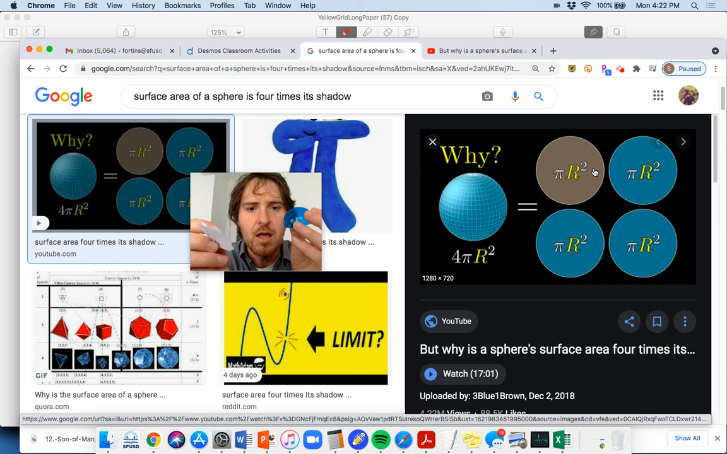I'm not going to watch it here. But it does come up on your problem set. This formula here: 4 pi r squared. Just 4 times the area of a circle. Okay, 4 times the area.